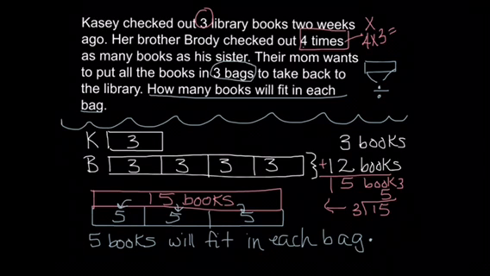And that is how you do a multi-step problem with strip diagrams. If you notice, this was your first part. You had to find out how many books total. And then your second step was to divide that amount into 3 bags equally.